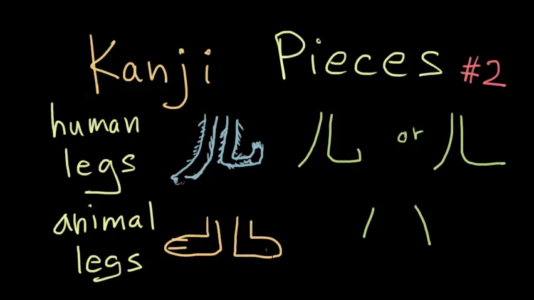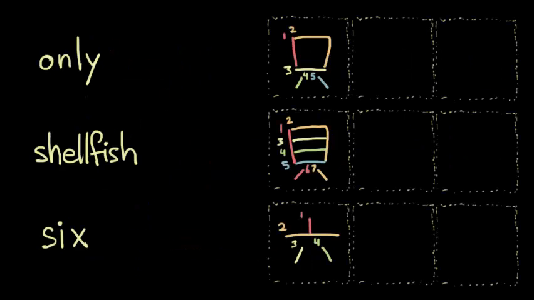For its image, you can visualize a pair of bunny legs, or you could go with some monster legs. The basic gist here is that they're simple, and that they're not human legs, okay? Now that we've covered our new animal legs kanji piece, let's get into our three new characters. We have only, shellfish, and 6.